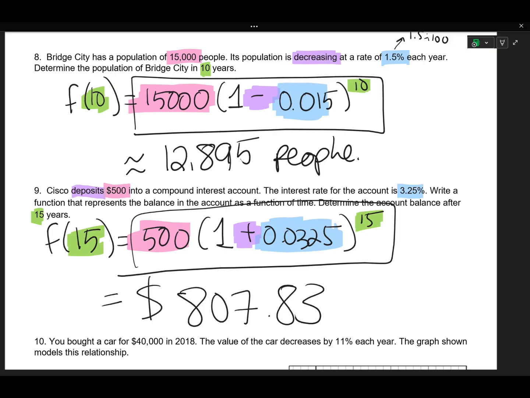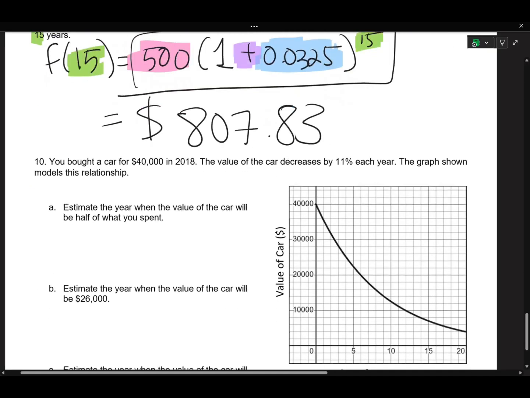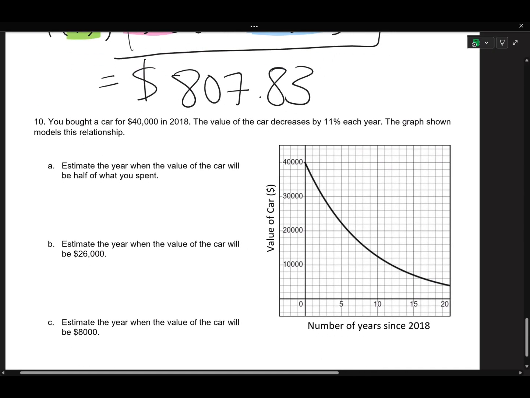Beautiful. Last one. In number 10, we are going to be using this graph to answer some questions. You bought a car for $40,000 in 2018. That was a nice car in 2018. Now those are more like, I don't know, 70,000, let's say. Yeah. The value of the car decreases by 11% each year. Here is the graph to show. A. Estimate the year that the value of the car will be half of what you spent.